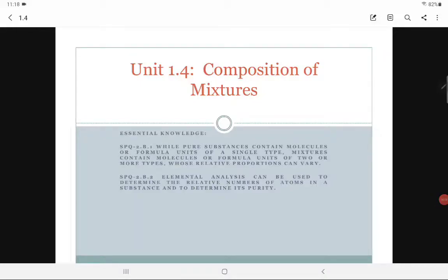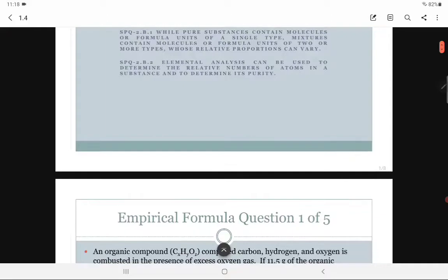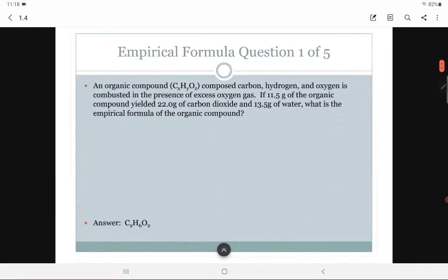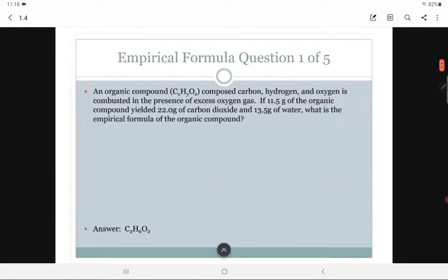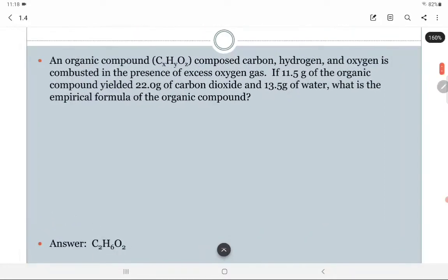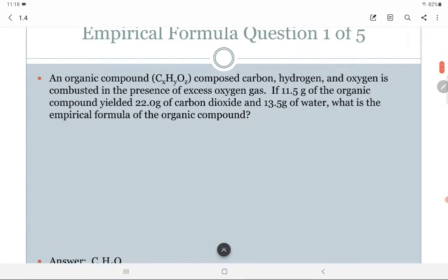Okay, today, composition of mixtures. Mostly, this is just practicing, not much in the way of new material. So first kind of question, this is pretty labor-intensive, but it is an empirical formula type of question that some people call elemental analysis. Let me make this a little bit bigger here. Okay, so we already have an answer, but how do we get to that answer?